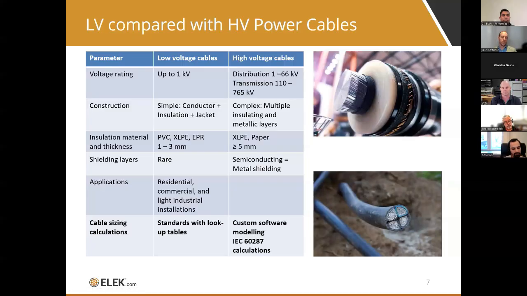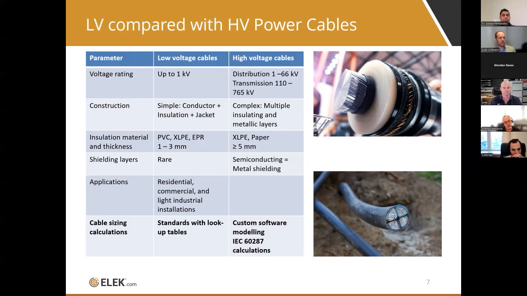So what's the difference between LV and HV calculations? Because as I mentioned, all these calculations are based on IEC 60287, that method there. And that method can calculate the current rating for low voltage cables and high voltage cables, just the same. The model is the same. The calculations are fundamentally the same. It's just the construction of the cable that's different.